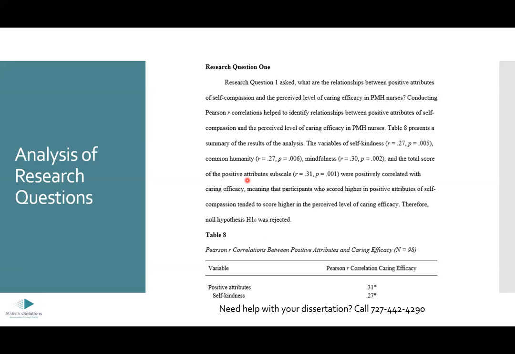Next, they are giving a statement on whether or not the null hypothesis was rejected. So in this case, there were 2 significant findings. So we see that for the variable of self-kindness, the p-value is 0.005, so this is significant. Oh, actually, all of them are, excuse me. Common humanity is significant, mindfulness is significant, positive attribute subscale is also significant. And then in their table, they're indicating the significance with an asterisk. So where you're presenting a large amount of variables, you may want to use an asterisk to kind of guide the reader to what the significant finding is.